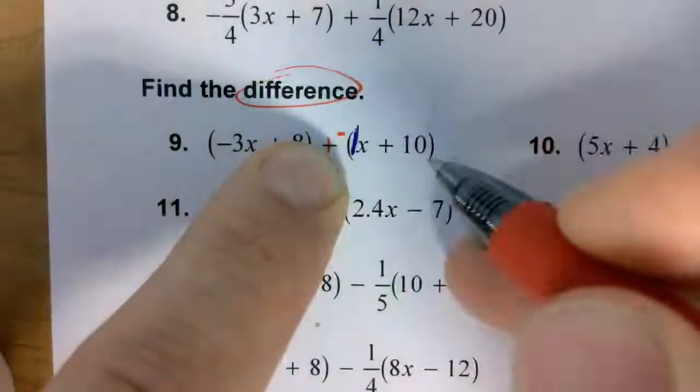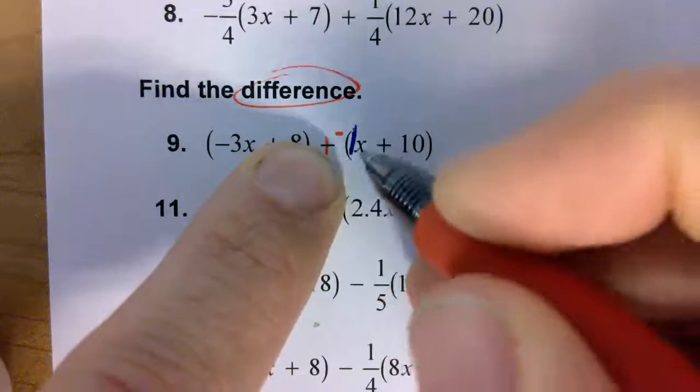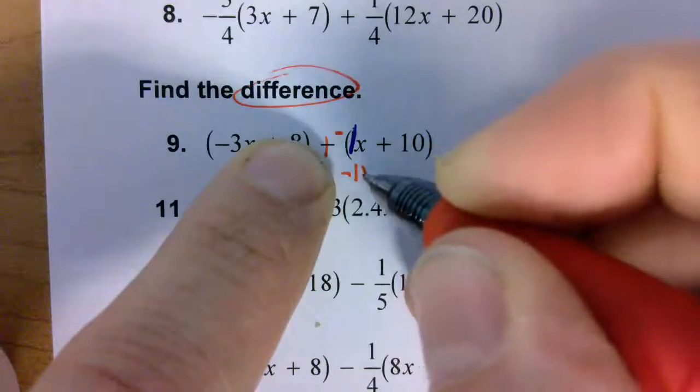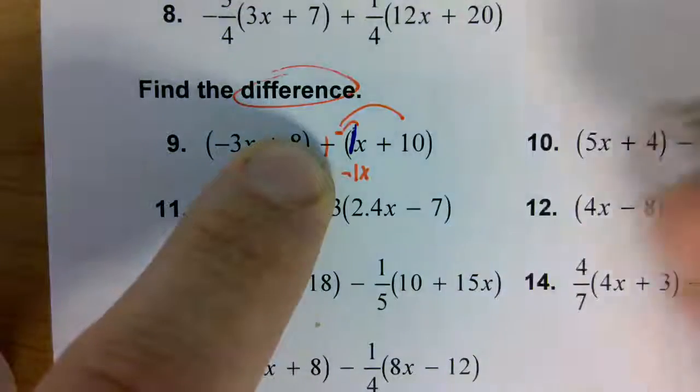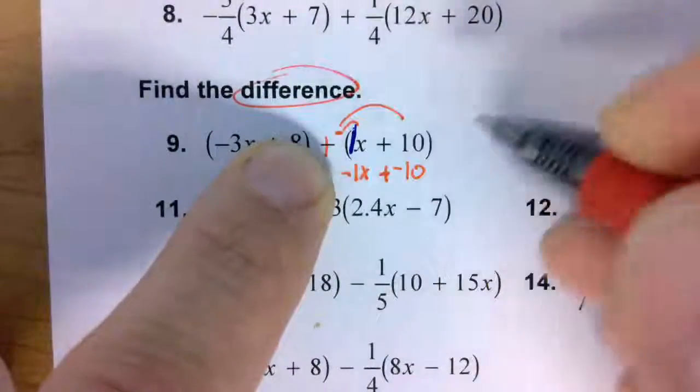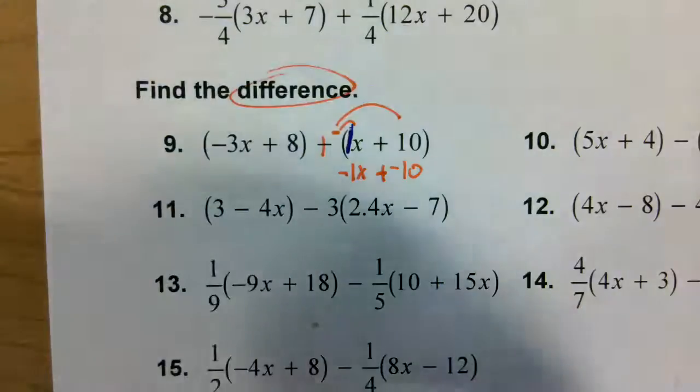Because now we need the opposite of everything in this parenthesis. What is the opposite of a positive 1x? A negative 1x. And what is the opposite of 10? Well, that's a negative 10. So that's enough work for me.